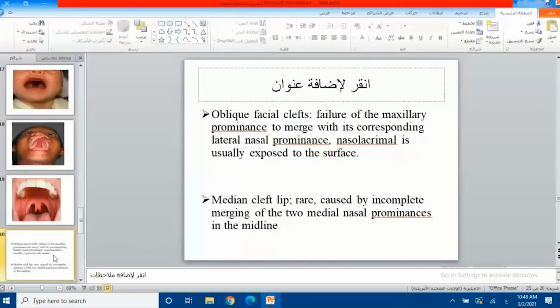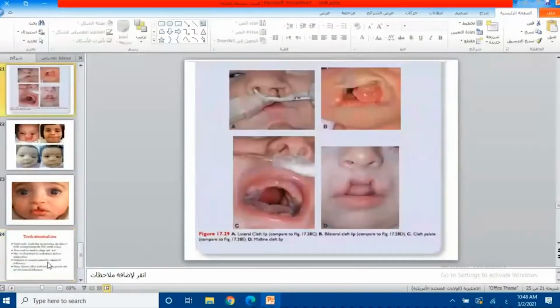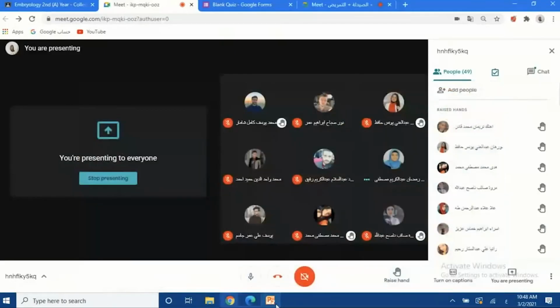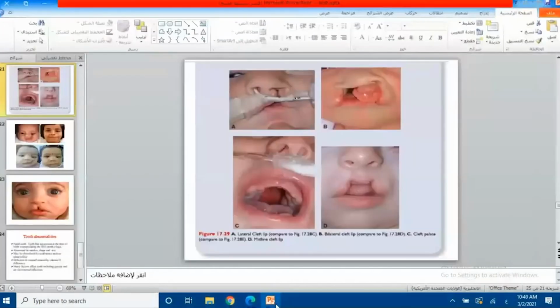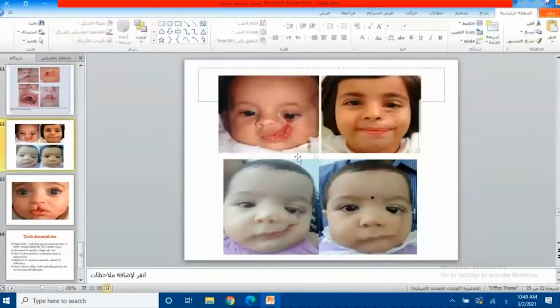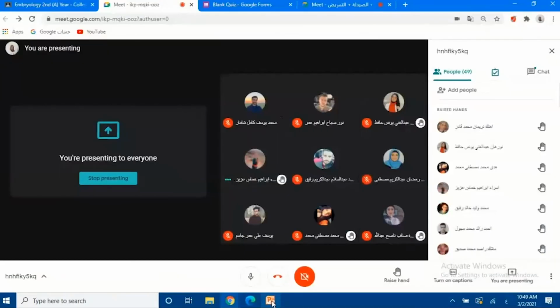Okay, so let's see some. I'll ask about this one. What's the kind of the cleft right here? The kind of the cleft in this picture? Median cleft lip. Thank you, Ma'ab. What about this one? Oblique facial cleft lip. Yes, Isra. Thank you very much.